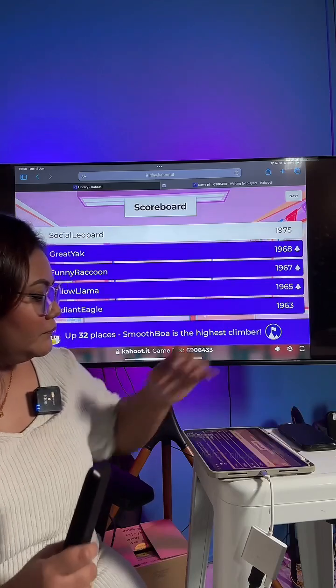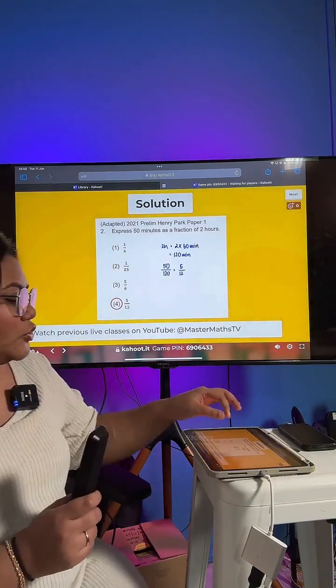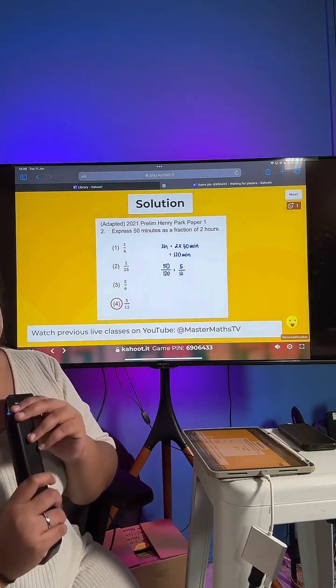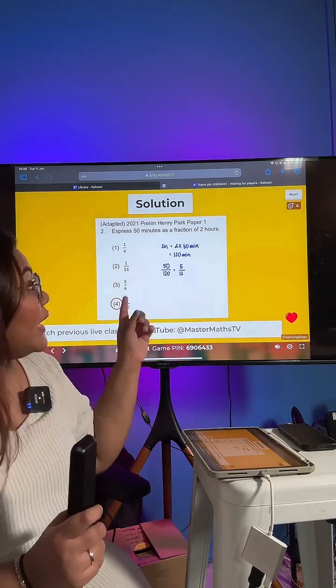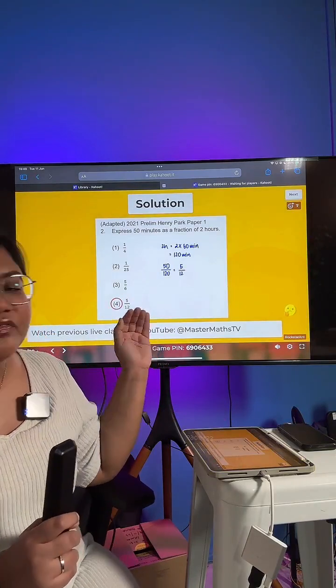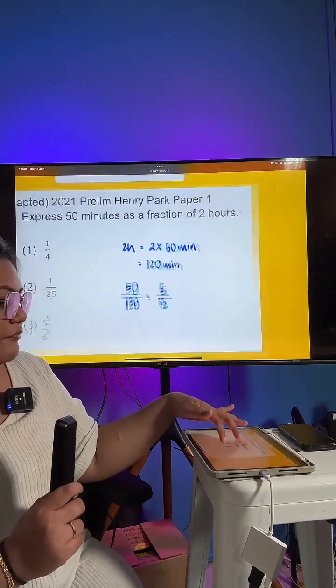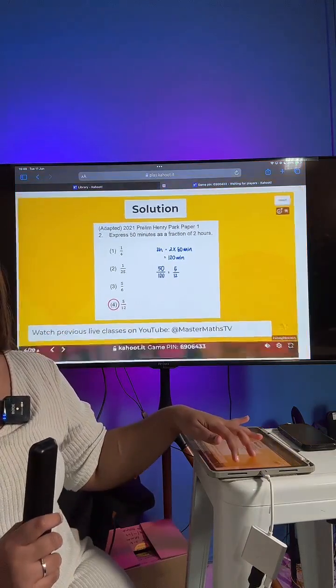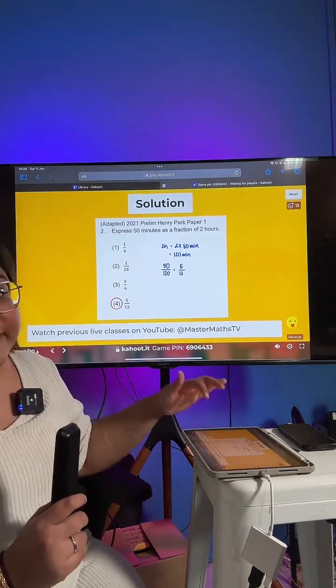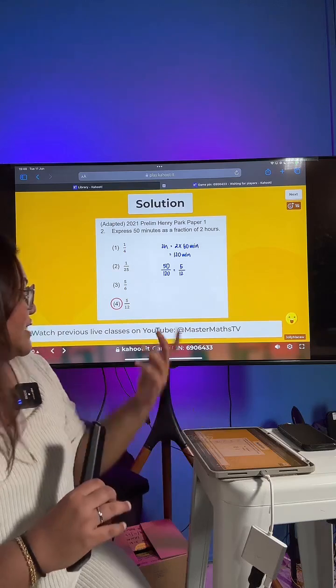Let's move on. So the solution here, 2 hours is 120 minutes, yeah? 2 hours is 120 minutes, so 50 over 120, that's 5 over 12. Answer will be option number 4. 5 over 12.